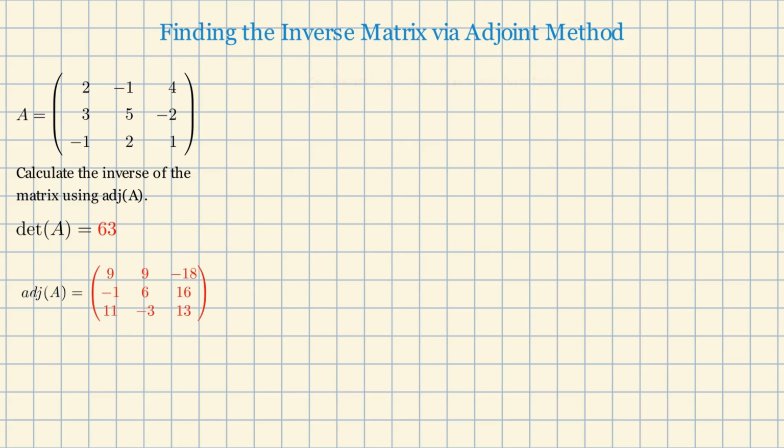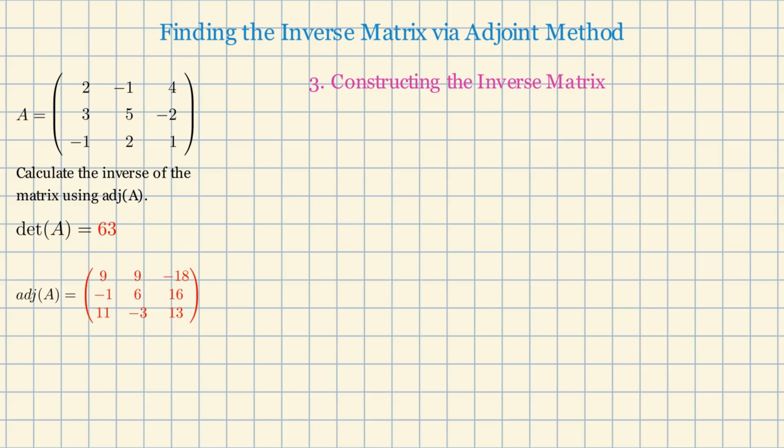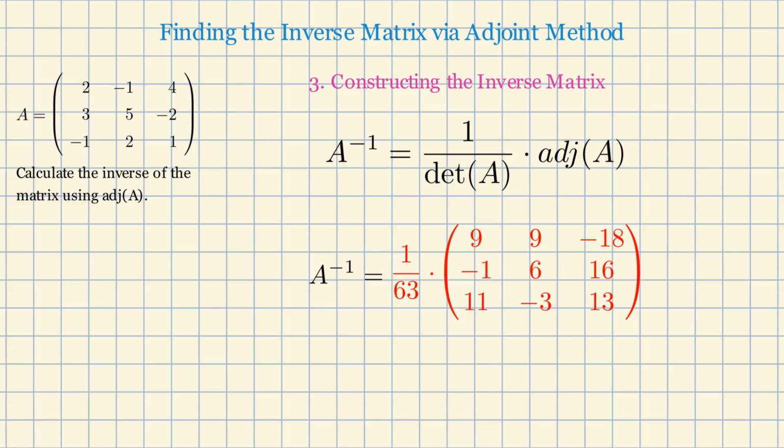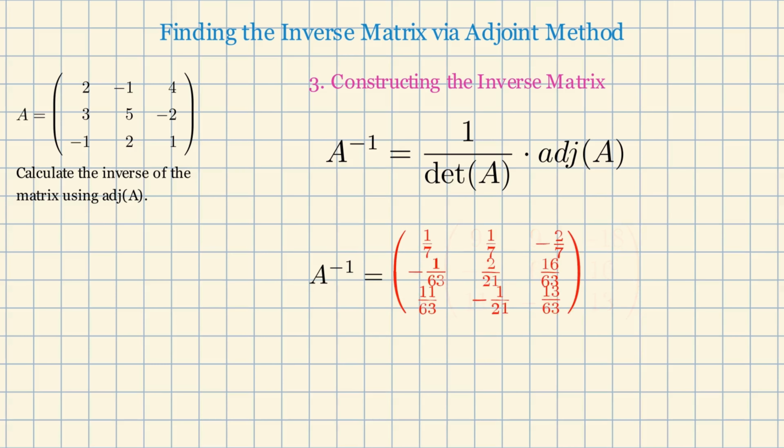Finally, we need to find the inverse of the A matrix, which is our main goal. What is the formula for finding the inverse of a matrix with its adjoint matrix? The formula is that the inverse of A is equal to 1 divided by the determinant of A multiplied by the adjoint matrix. When we substitute the values we found and multiply by the determinant of the matrix, we find the inverse of A.